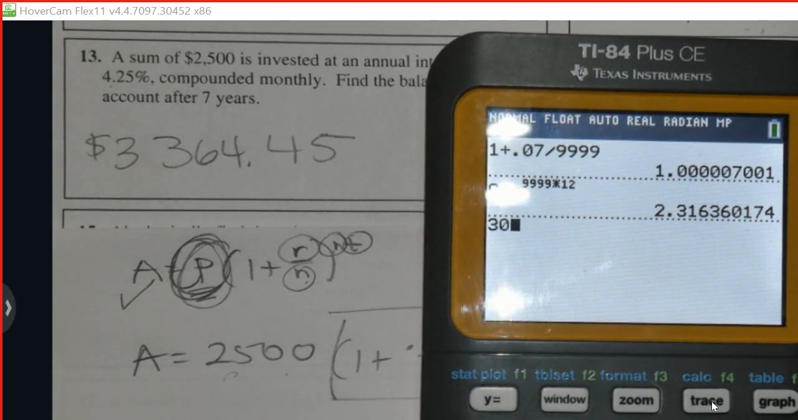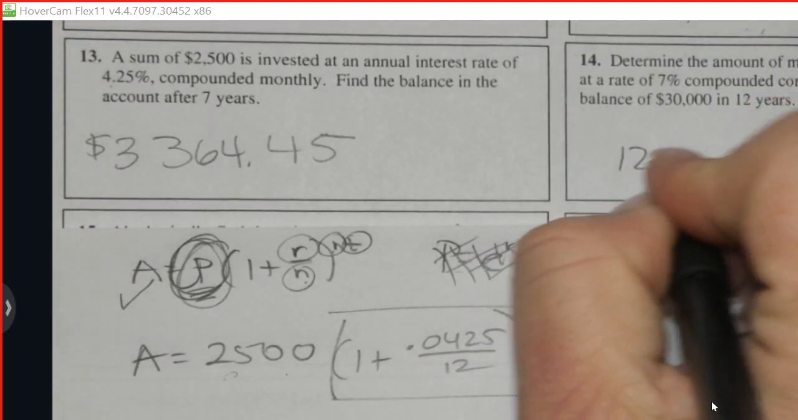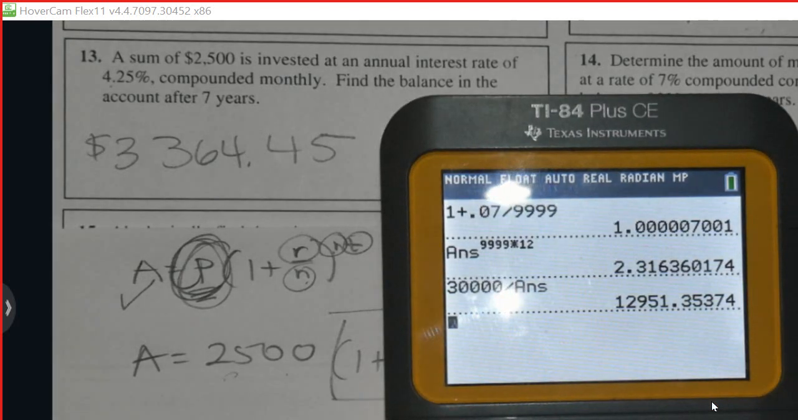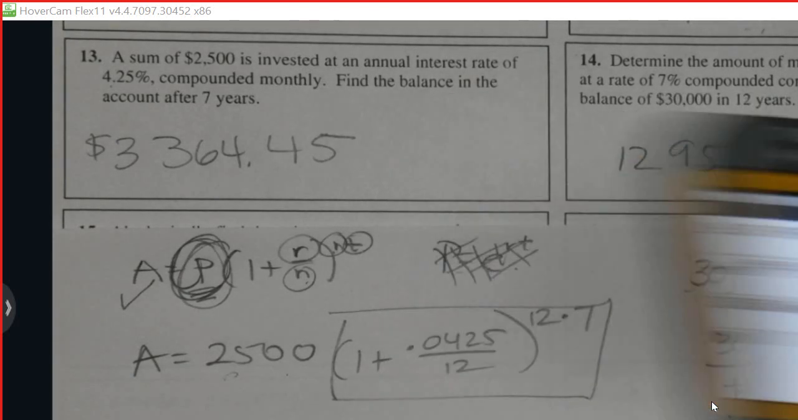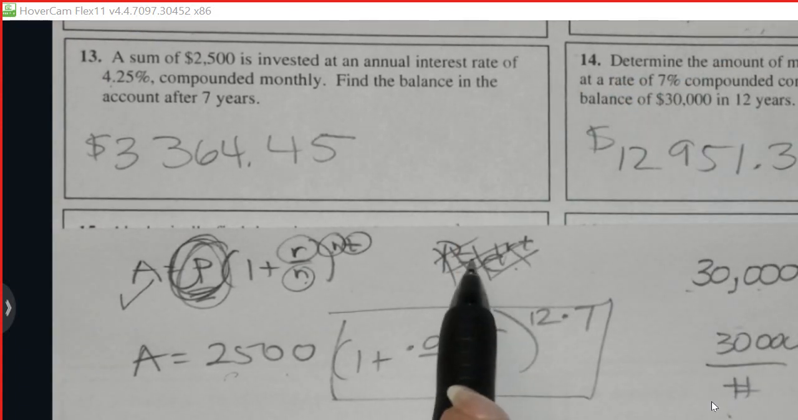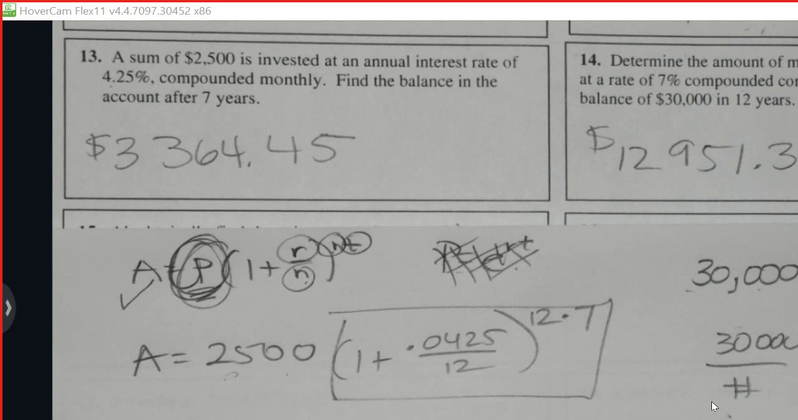So I'm typing in 30,000. And now to copy and paste this, I'm going to go divided by, then hit the second key and go down below the 3 and find the answer sign. And this will be my final answer, $12,951, and it looks to be 35 cents. Now, if you use this formula, it looks like you may have gotten 32 cents, and that also would be acceptable.